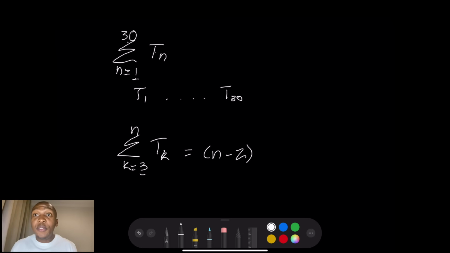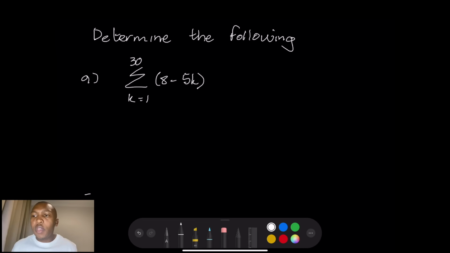All right, without any further ado, let's jump into examples so that I show you how to go about navigating this particular part. All right, let's start with our first example. So they've given us the sum from k equals 1 up until 30, and we've got our general expression right there. So what I'm going to do is use different color variations just to show you what I'm trying to do.